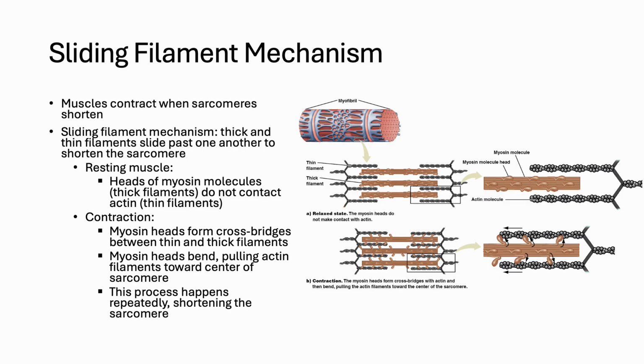Now let's look at how the contraction actually works. This is called the sliding filament mechanism. In a resting muscle, the myosin heads are cocked back but not attached to the actin. When the contraction begins, myosin heads reach out, form cross bridges with actin, and then they pivot, pulling the actin filament towards the center of the sarcomere. After each pull, they detach, reset, and repeat the cycle. As millions of these tiny movements happen in unison, the entire sarcomere shortens, and with it, the muscle contracts.